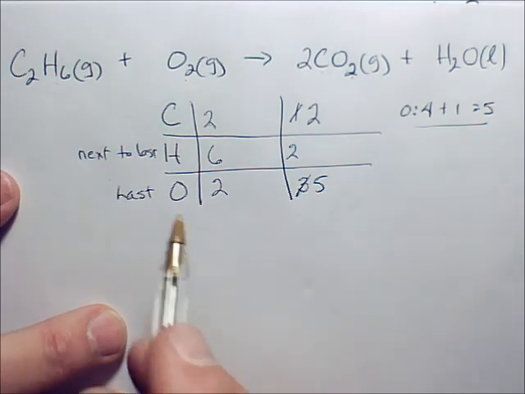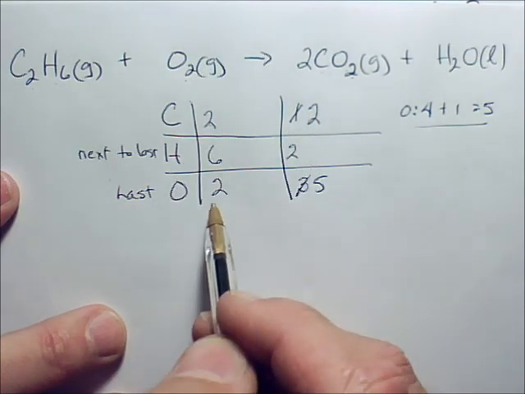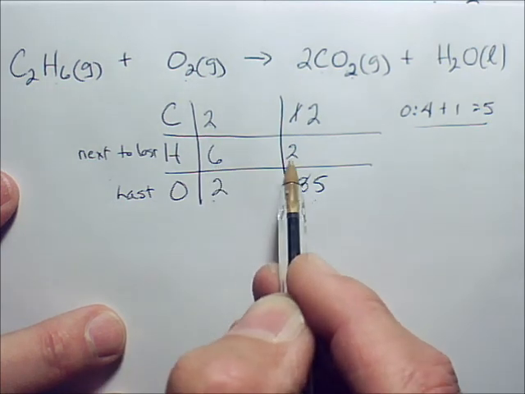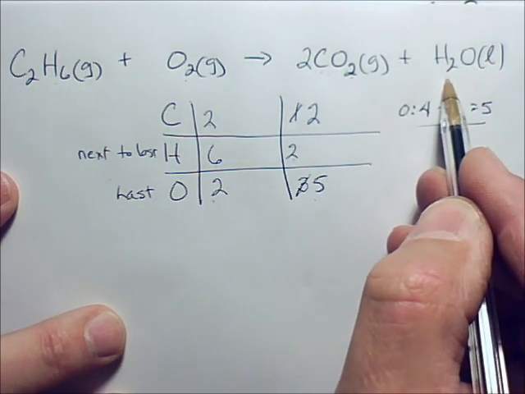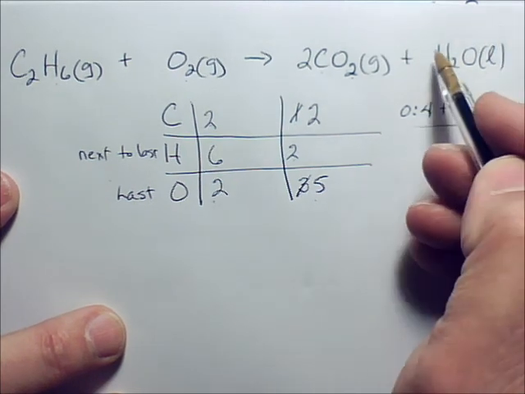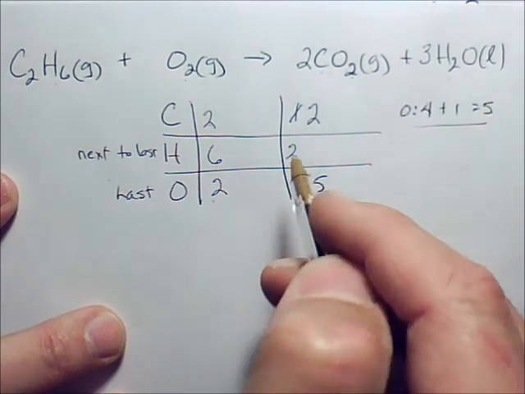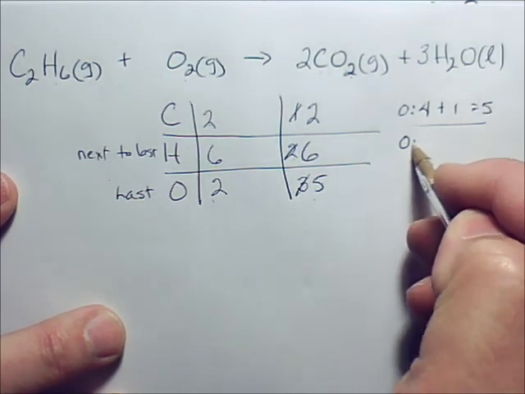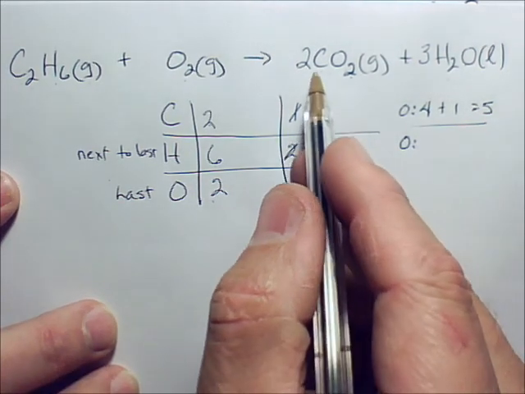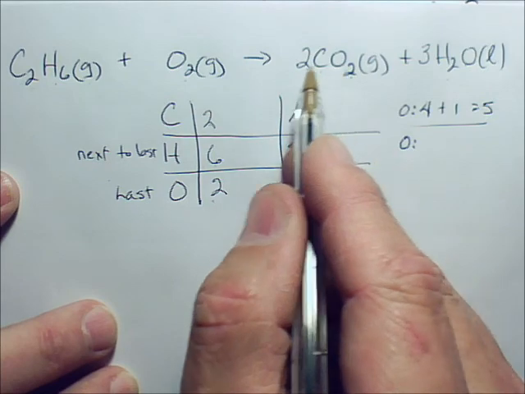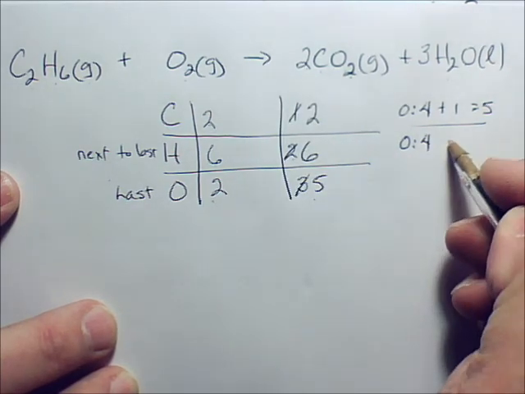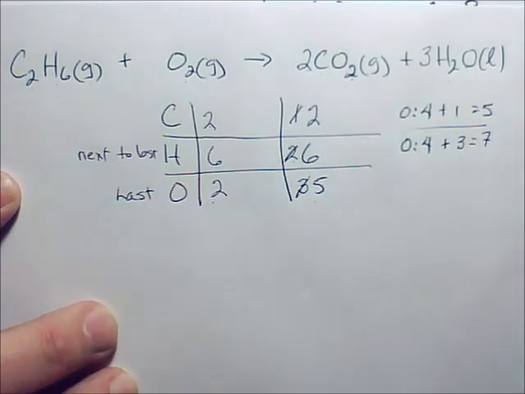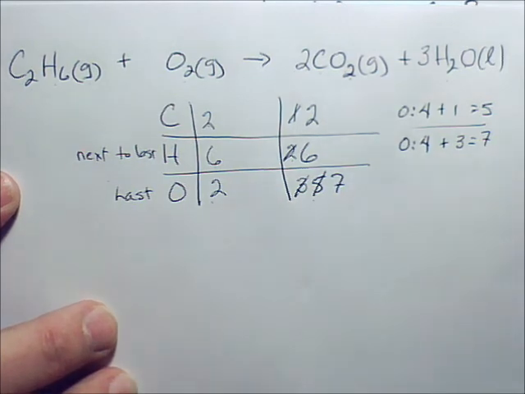Okay? So now I have the carbons are balanced. We're going to save oxygen for last. So I want to balance the hydrogens next. I've got 6 on the left side and 2 on the right. In order to get 6 hydrogens here, I need a coefficient of 3. That'll give me 6 hydrogens, but it's going to change the number of oxygens. So I'm going to go here and write this down. 2 oxygens here times 2 gives me 4 oxygens there, plus 3 times 1 is 3, so I have 7 oxygens. I want to change this to 7.